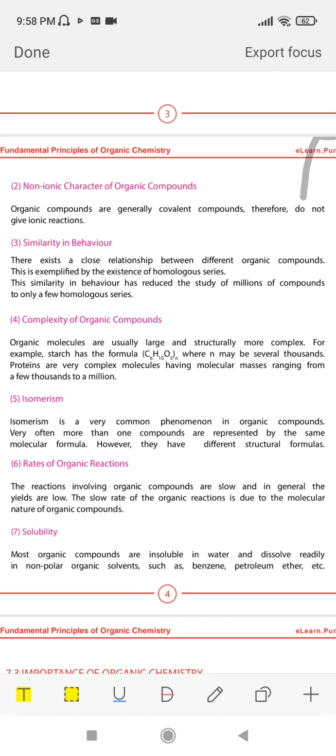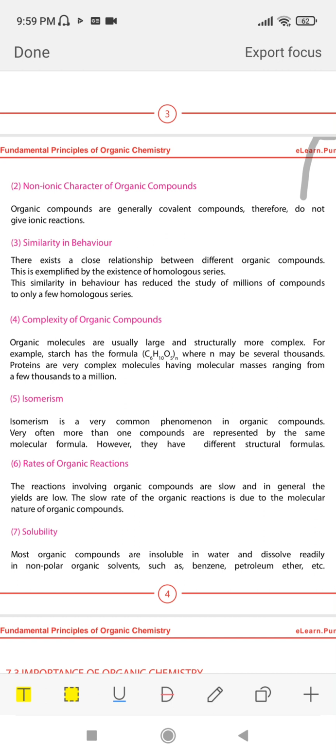The third one is the similarity in behavior. There exists a close relationship between different organic compounds. This is exemplified by the existence of homologous series. Different organic compounds are related to each other, and this is a very useful property, because the study of millions of compounds can be reduced by studying only a few homologous series.